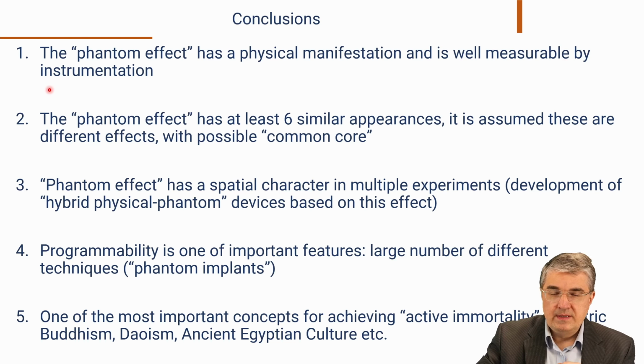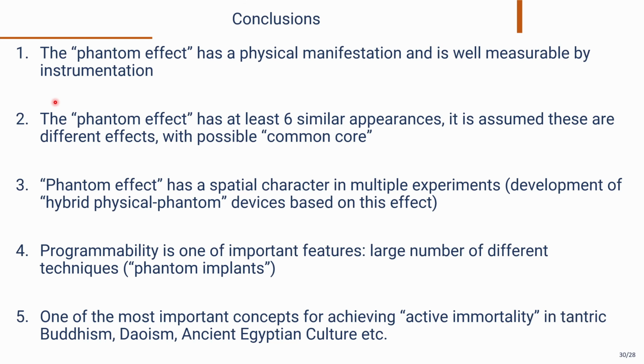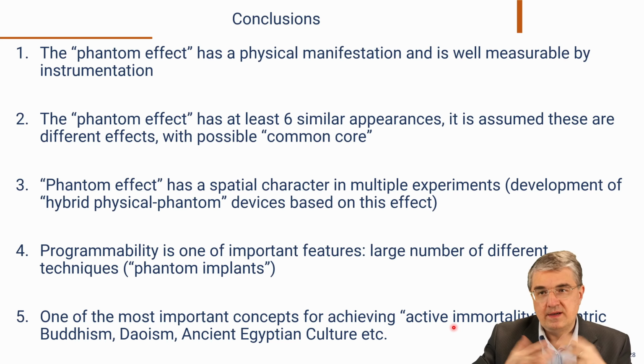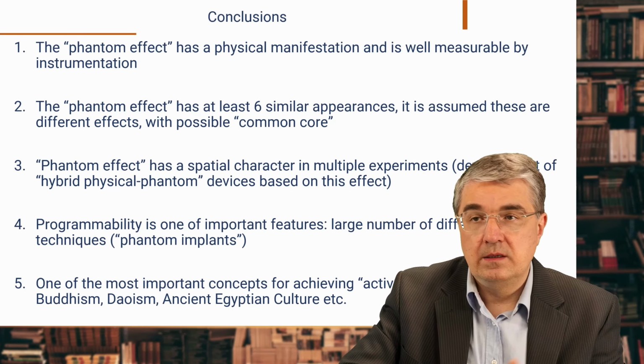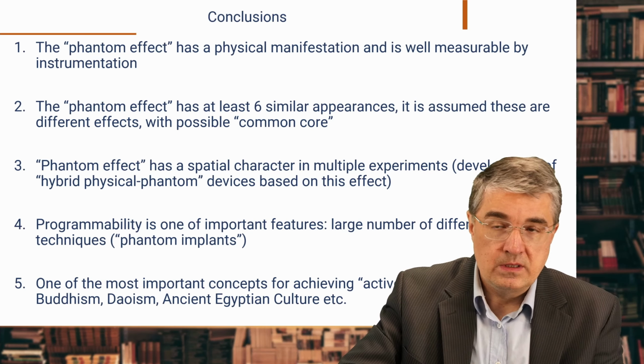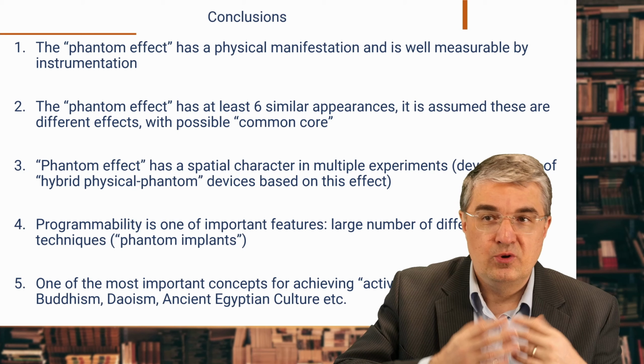And implants, or generally these programmable phantoms, seem a very important concept for achieving immortality. And this is especially important. I learned that we should say active immortality, because there is a kind of passive immortality as well. And this active immortality was described in all old cultures like Buddhism, Daoism, and even older cultures. And we should really take it seriously, because in modern science and modern society, we turn again to this idea of immortality and start to look to achieve this.